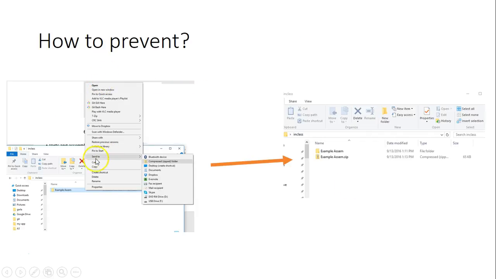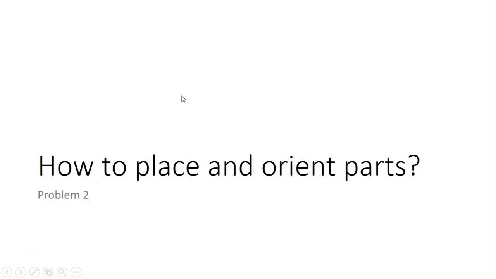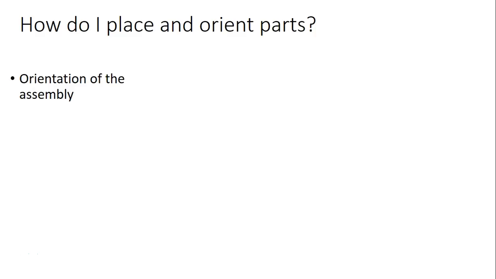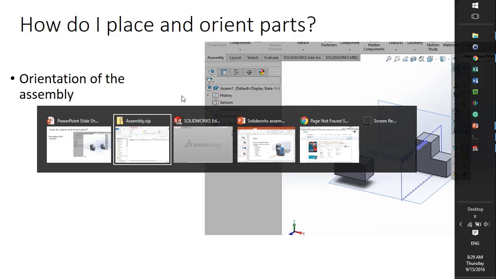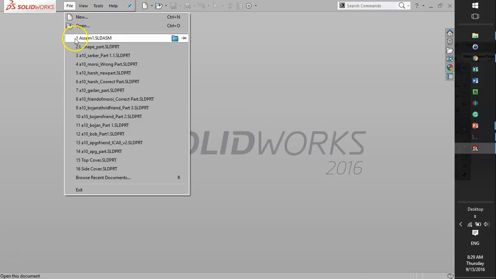So this is what I was showing. We can zip together the folder containing everything, and then it'll all work. So the second big issue that students have is they have a hard time sometimes understanding how to place and orient parts within an assembly. So let's go back to this assembly that we had, SM1.